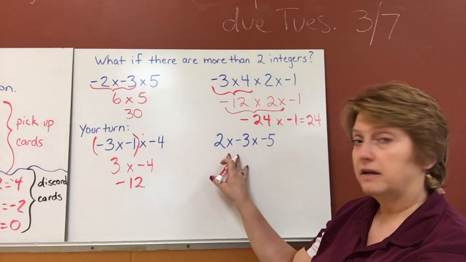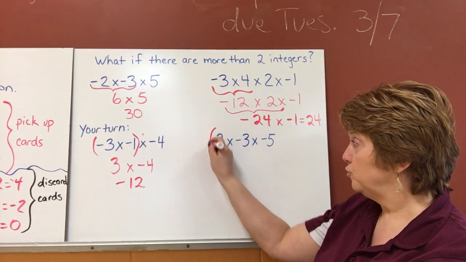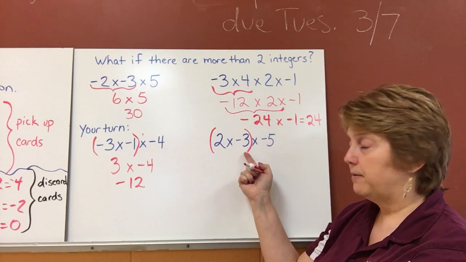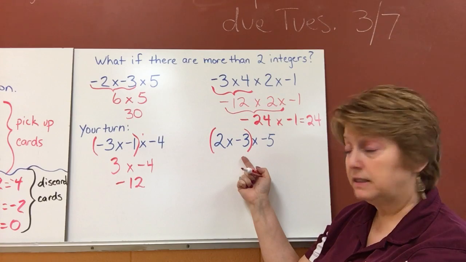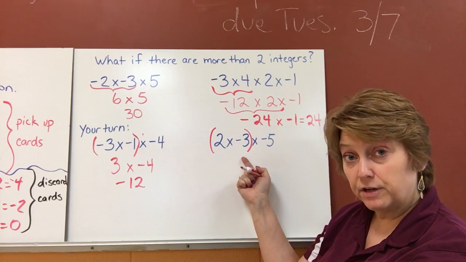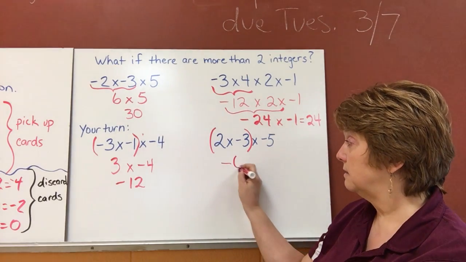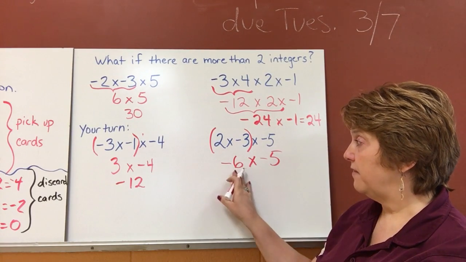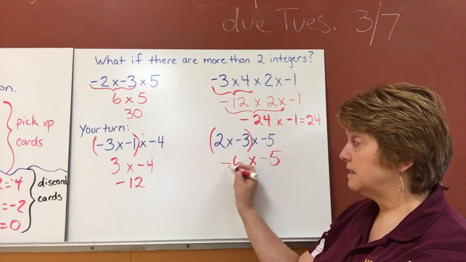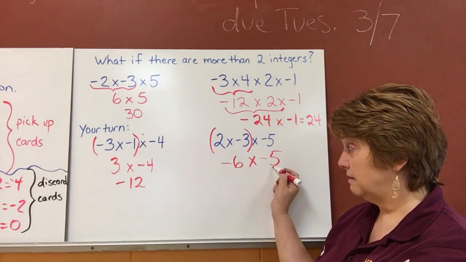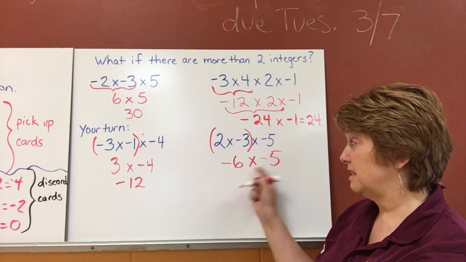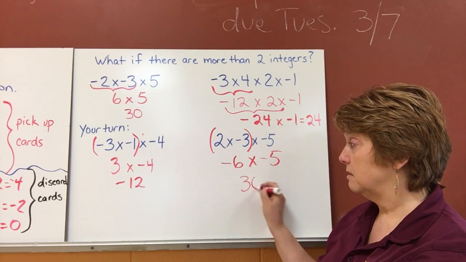Okay, the next one, 2 times negative 3. If I pick up 2 negative 3s, that's going to decrease my hand by 6. And then if I discard 6 negative 5s, that's going to increase my hand. 6 times 5, which is 30.